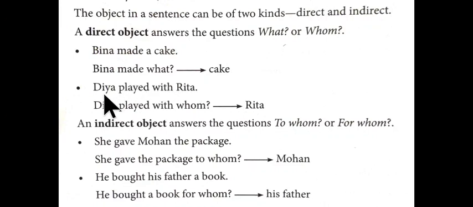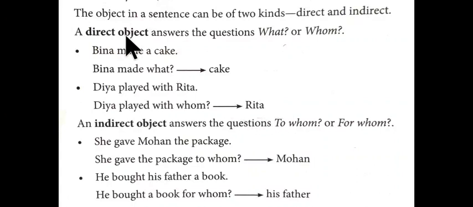Now another example, Diya played with Rita, okay. Diya played with Rita. So let's ask a question. Diya played with what? Is it giving any sense? No, it is not giving any sense. Now let's try another question. Diya played with whom? Yes, we are getting an answer. Diya played with Rita. So here Rita is the direct object.